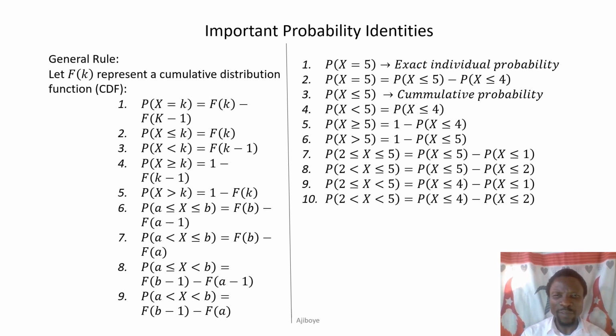Take a minute, pause the video to understudy these identities, because we'll be making application of it in the examples to follow. So these probability identities will be very useful to you. Pause the video, understudy it. In fact, write it down, take note of it, so that by the time we make application of them in the examples, you would find it easy.